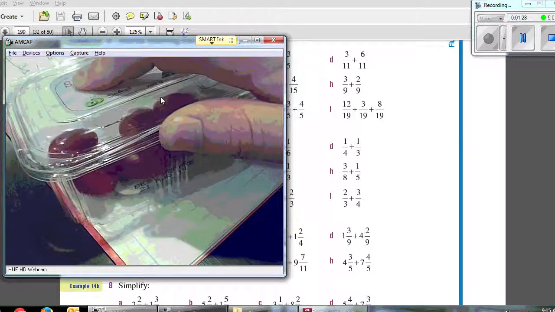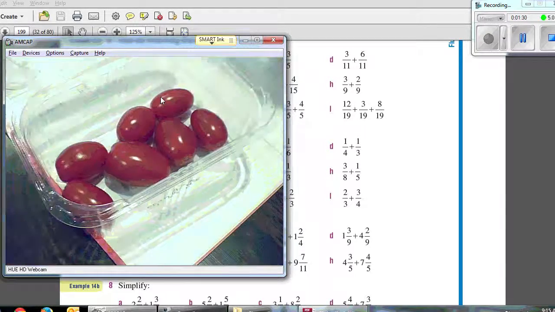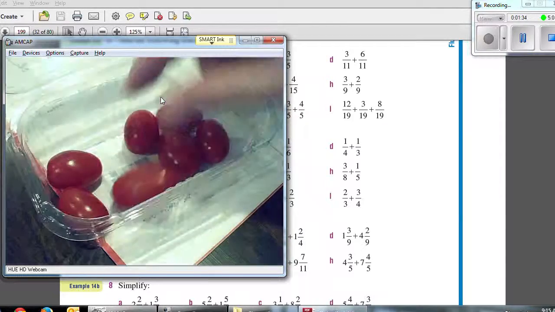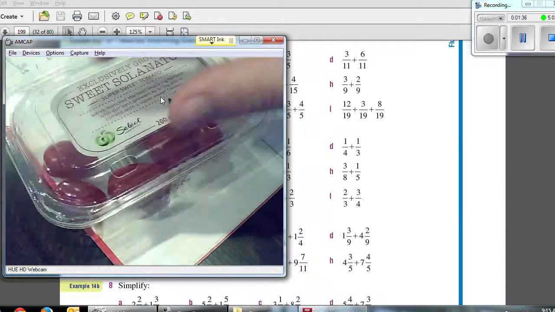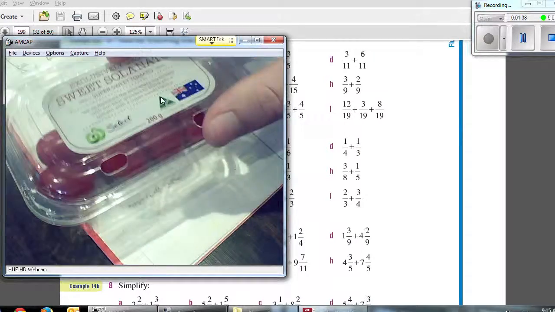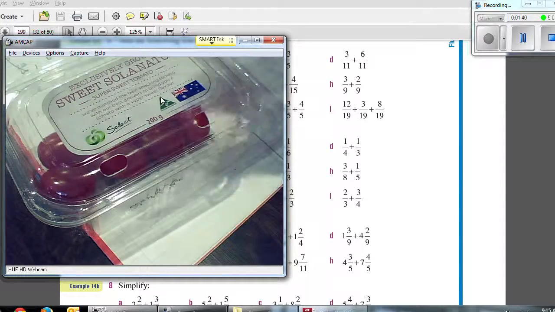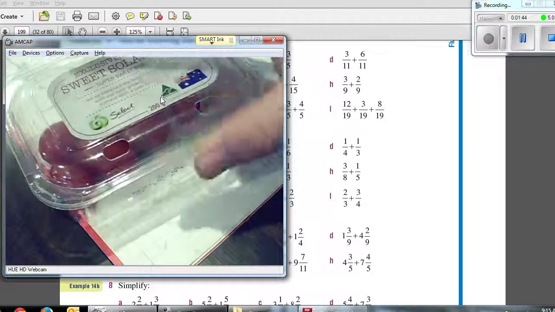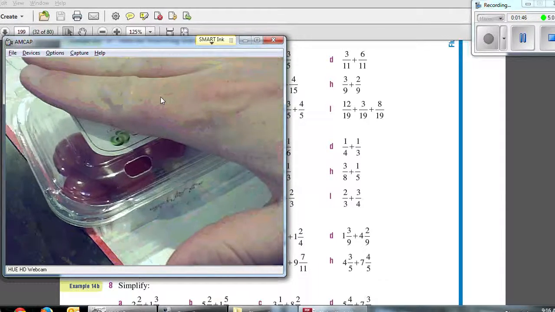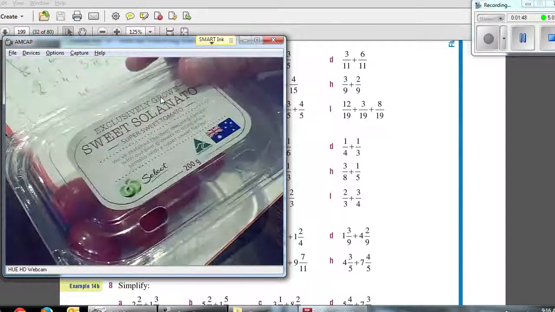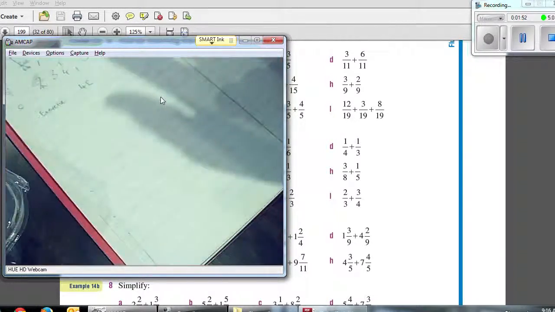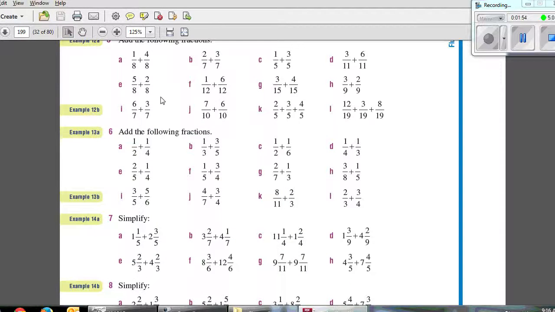If I have a huge crate full of cherry tomatoes, and they have to go into this size container, then obviously my equation has to change. This is where you need to understand that your denominator, the size of your container, has to be the same in order to add your numerators together. So if we have a look at question 6 here, it says add the following fractions.